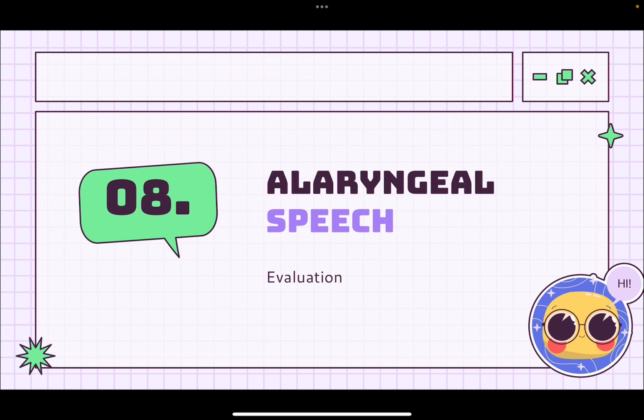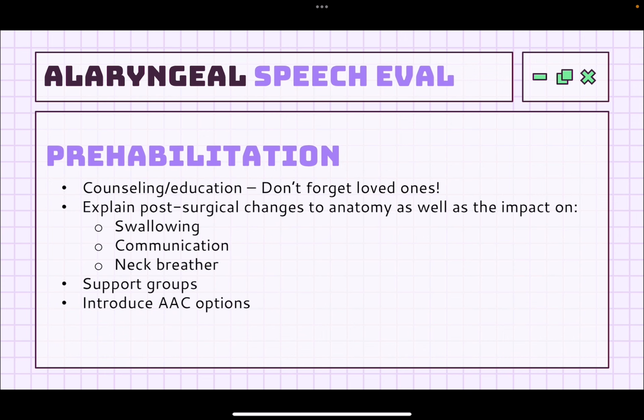So part of our evaluation is actually doing a prehabilitation. We really want to counsel, educate, and make sure we're explaining what's going to happen, what this is going to be like. And it's really critical that we connect our patients to support groups. They may choose to not go. They may say, I don't want to go, I'm not interested in that. That's fine, but it's our job to make sure that we at least tell them about support groups.